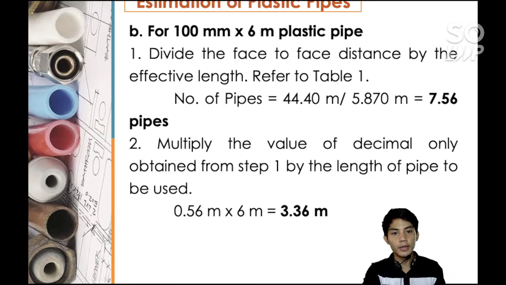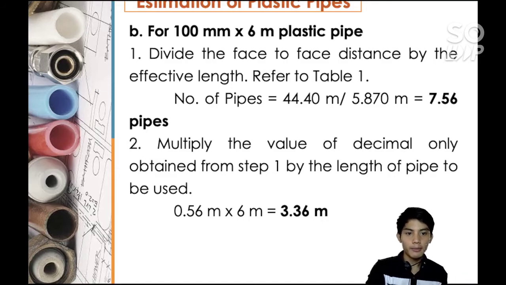Then we move to this one, the 100 millimeter by 6-meter plastic pipe. Divide the face-to-face distance by the effective length. As we can see here, we will not use the entire 6 meters, but rather this 5.8 meters. So number of pipes, 44.40 divided by 5.8 equals 7.56 pipes. Still the same as the first example, we multiply the remainder by the 6 meters. 0.56 times 6 equals 3.36 meters. So we cut the pipe right there, one pipe of 6 meter right there.